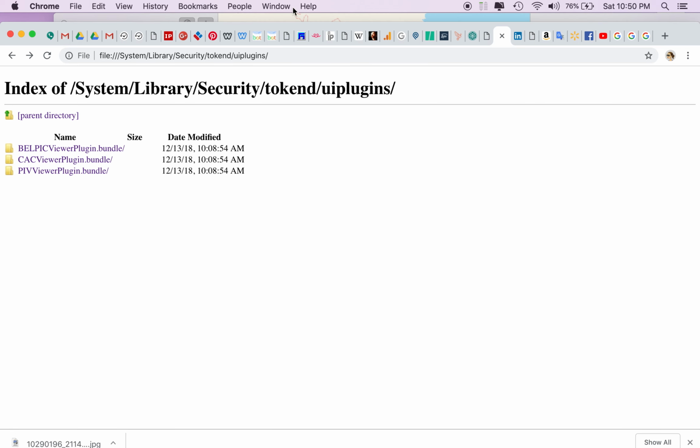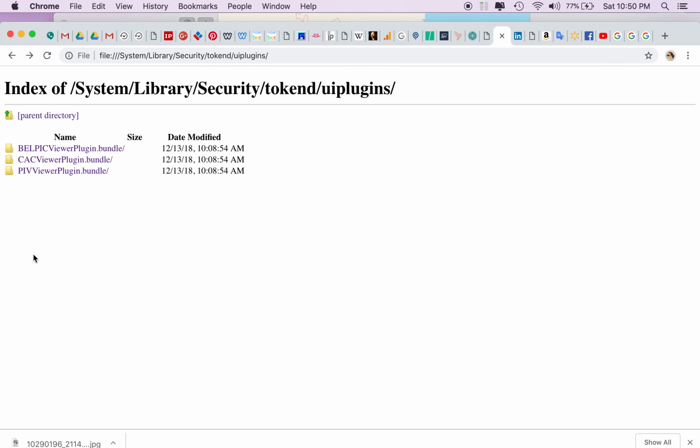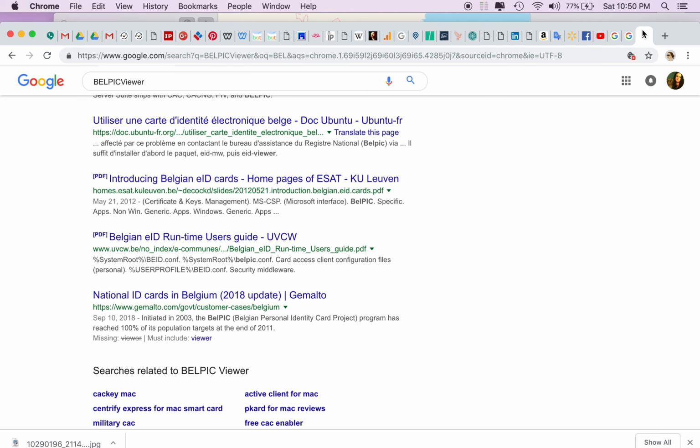Then I go into my Little Snitch, and I always type in .gov, just to do a search and see if there's anything government in there, or .mil, military, and never really found much of anything. Well, today was a little bit different. Today I found this one right here, SimAuth.com, that has to do with the government. So let me go in and pull that up.